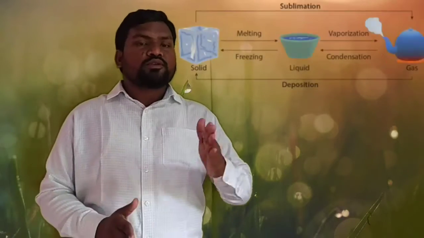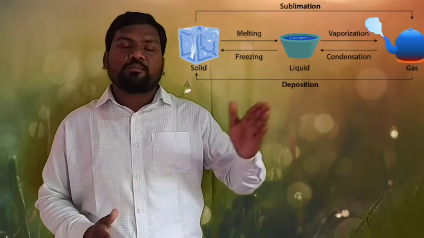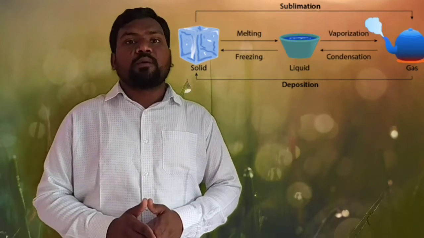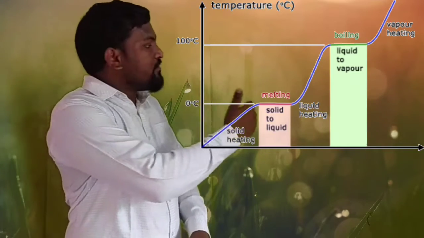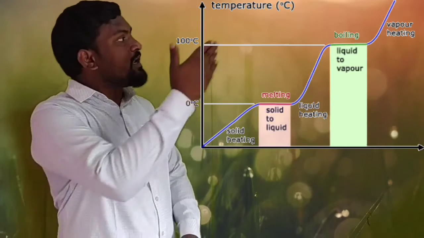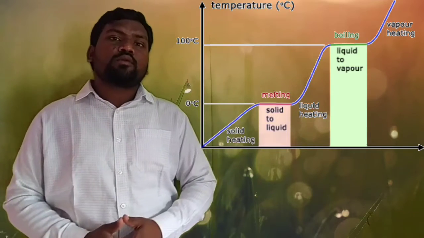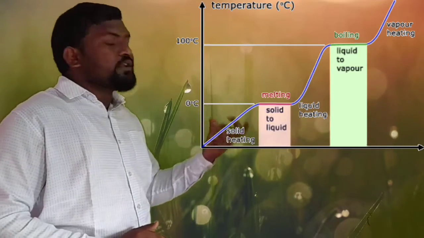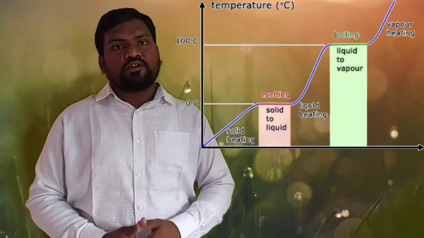But we know that the process of conversion of solid into liquid on heating is called melting, and the process of conversion of liquid into gases is called vaporization. So here two latent heats are given. The first is latent heat of melting, and the second is latent heat of vaporization. Melting is also known as fusion. Therefore, we call it latent heat of fusion. And the second one is latent heat of vaporization.